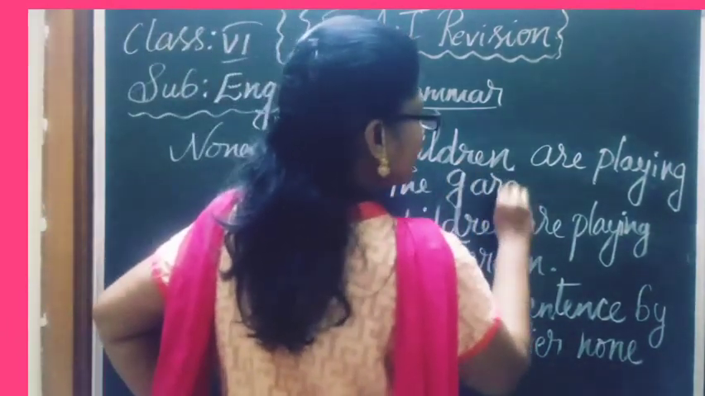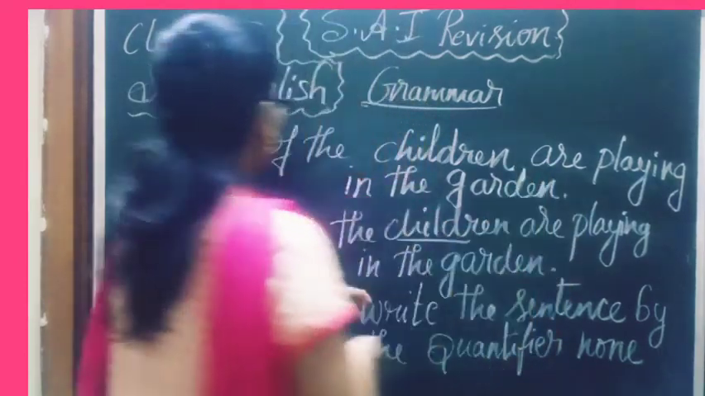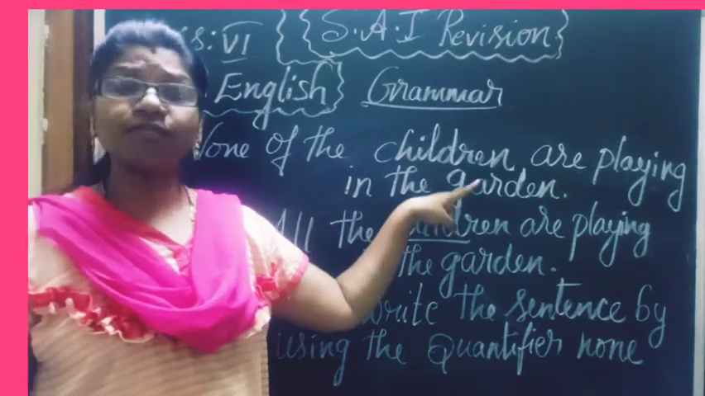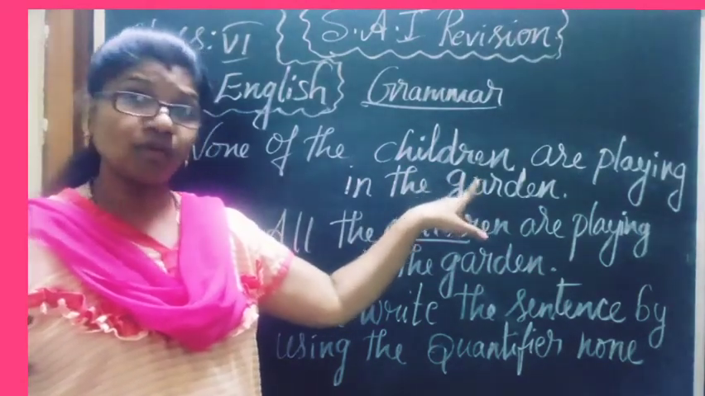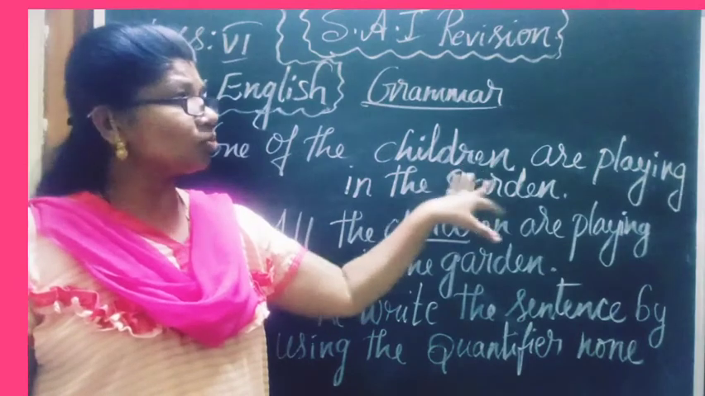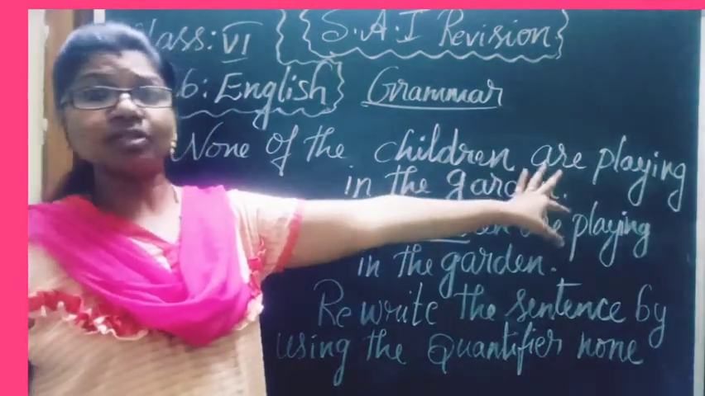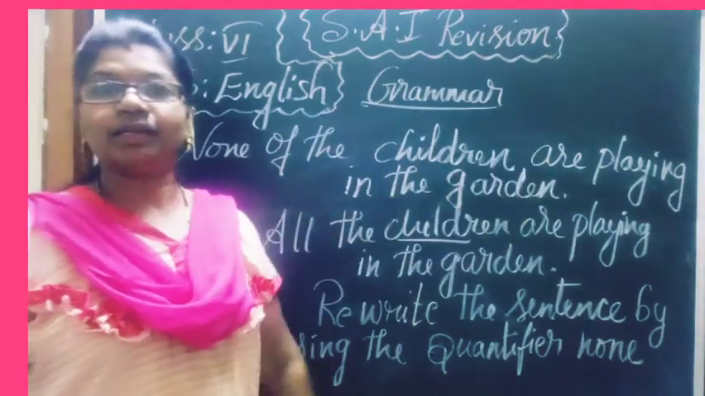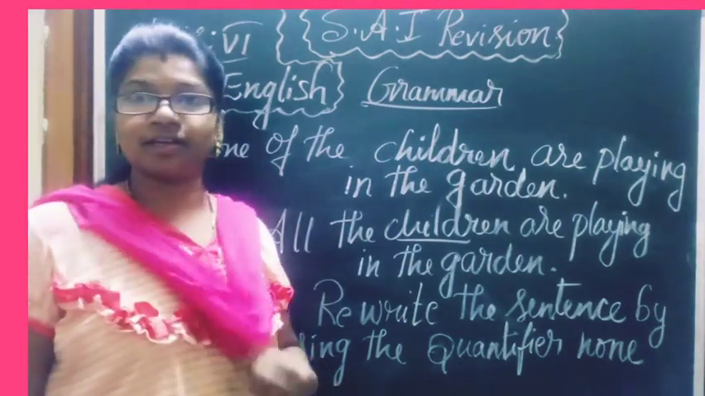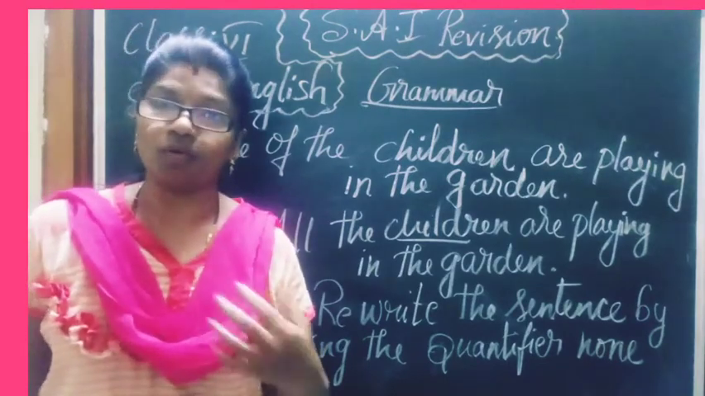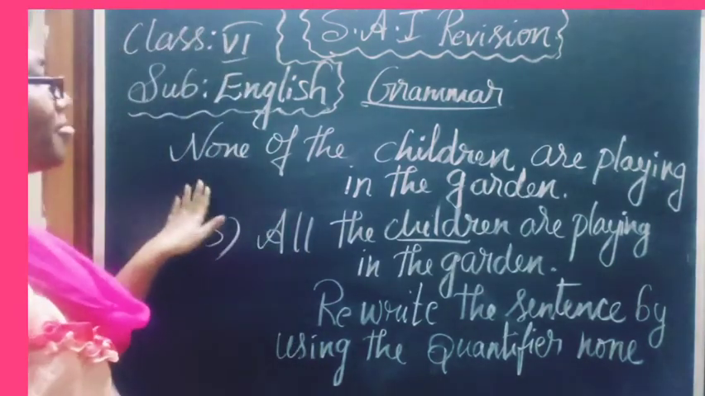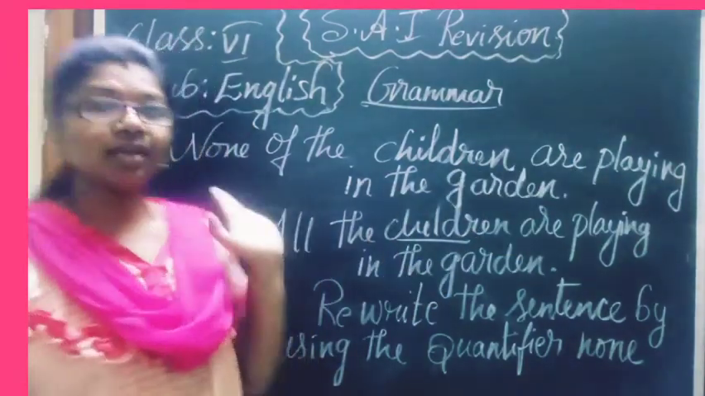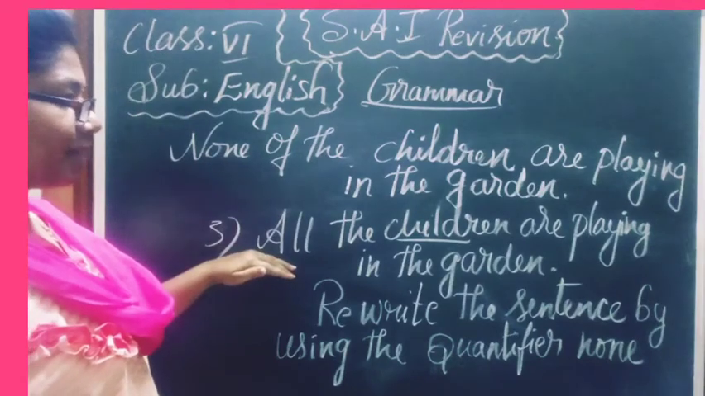Now let me tell you that you always get none of the students, none of the players. Children is the plural of child. I have given you the plural form here. For this plural noun, you could use are or is, depending upon the context. Let me not confuse you by repeating again and again. I hope you are understanding my point. Here it is, none of the children are playing in the garden. That's the meaning.